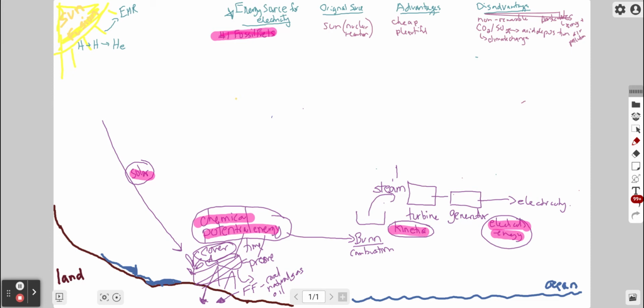Alrighty, also the mining too. There's mining involved here, and that can cause damage to our environment. Okay, so the next source of energy we're going to look at is nuclear.